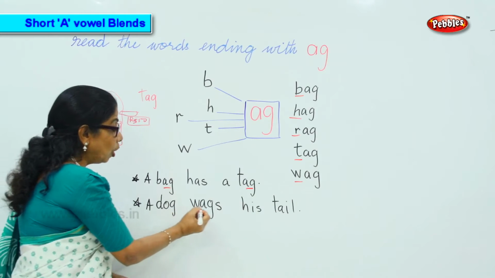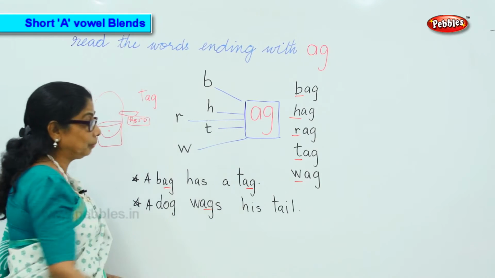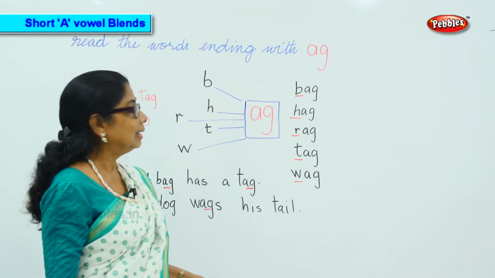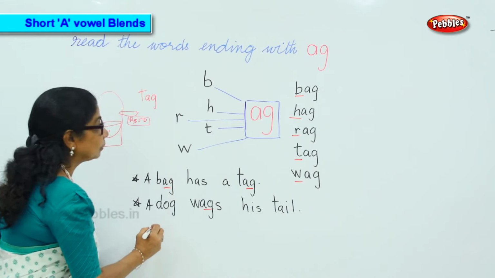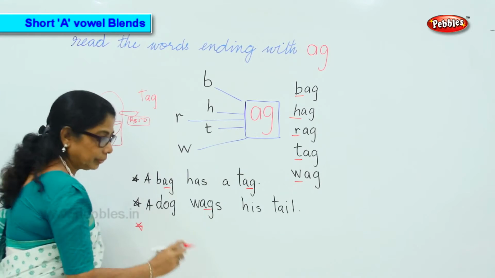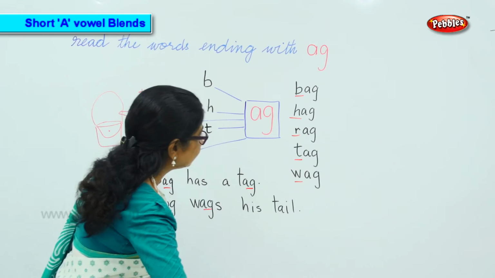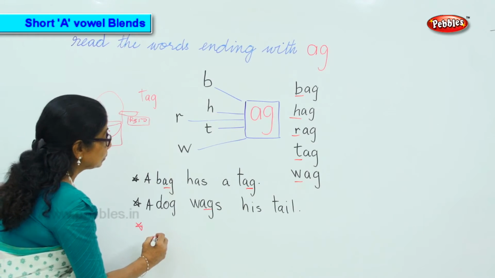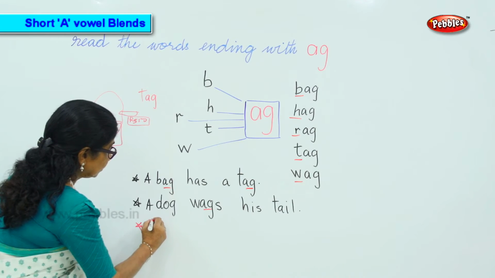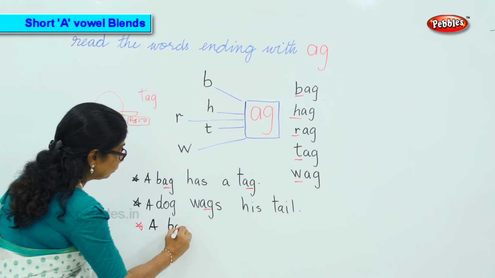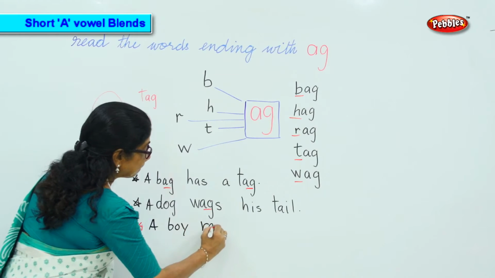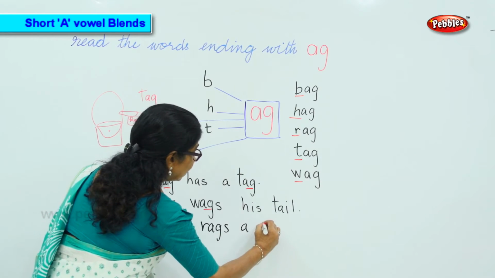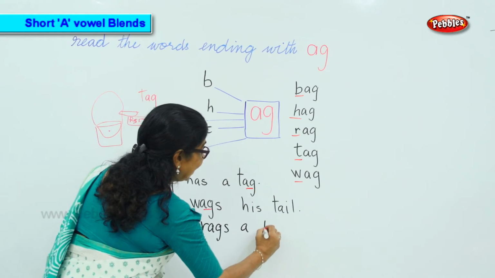The dog, what does the dog do? He wags his tail. The dog, when he is happy, wags his tail. Now, you can say a boy rags a girl, or a boy rags a baby.